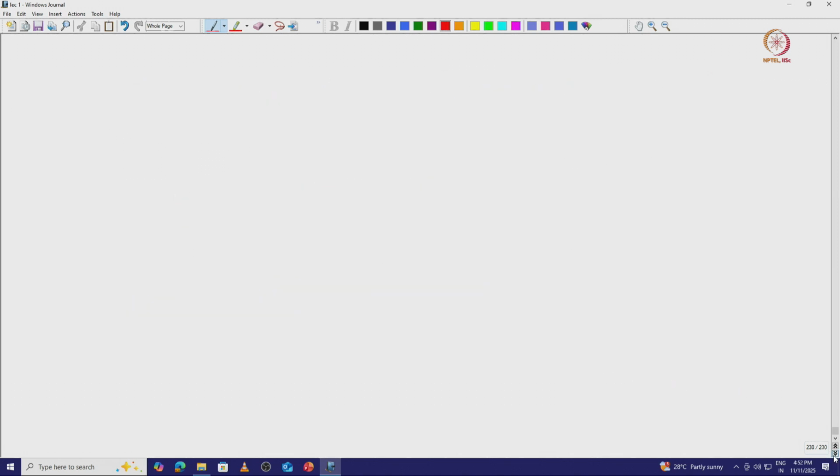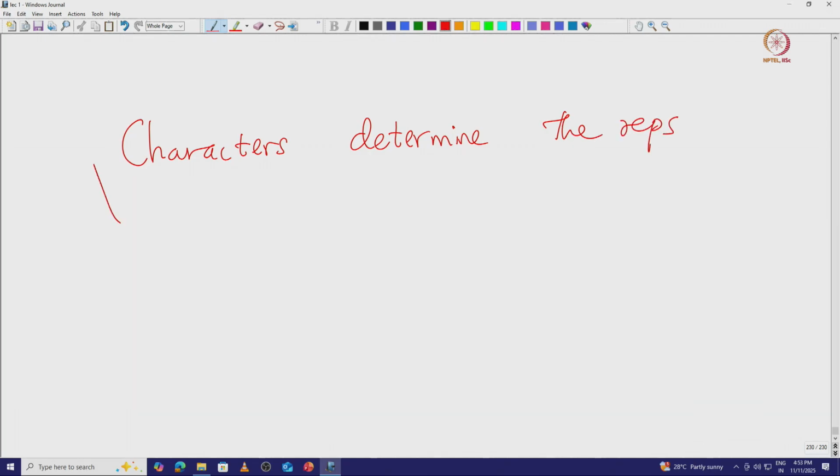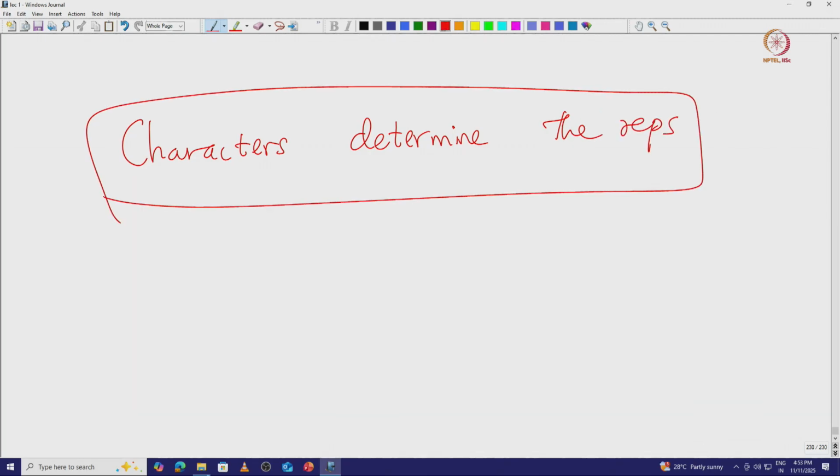So we want to say that the characters determine the representations. So we want to ultimately prove this.